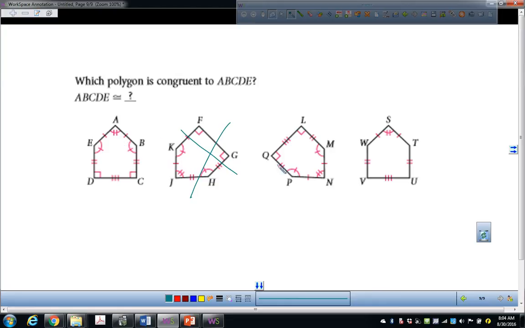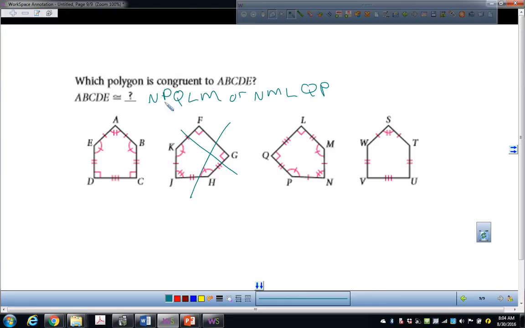And because this has 2 marks and this has 2 marks, this angle must go with this angle, right? And since this has 2 marks and this has 2 marks, this side has to go with this side or this side. So you can say that ABCD is congruent to, I think you could either say NPQLM, or I could go this way too, couldn't I? Because then everything would still line up. Or NMLQP.